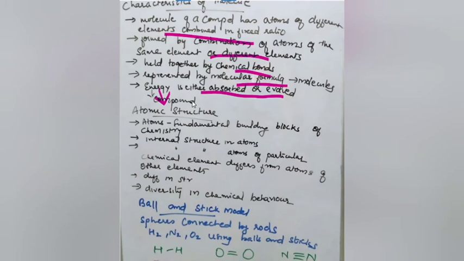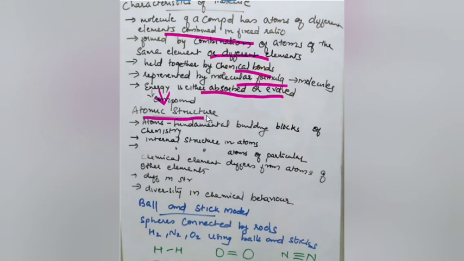So talking about the characteristics of molecules, a molecule of a compound is formed from different elements in a fixed ratio. They are held together by certain bonds, certain forces, and molecules have to be represented by a certain molecular formula. Here the energy is either absorbed or evolved.